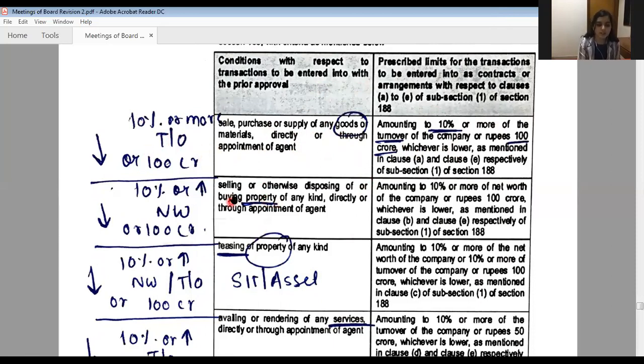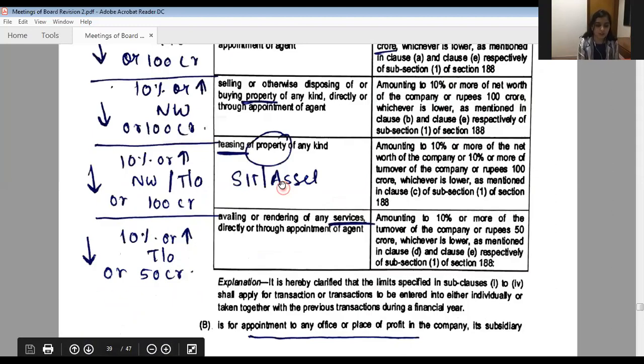The second is selling or otherwise disposing of or buying property of any kind directly or indirectly through appointment of agent. The limit is 10% or more of its net worth. Now property, it is a net worth. So 10% or more of its net worth or rupees 100 crore, whichever is lower.